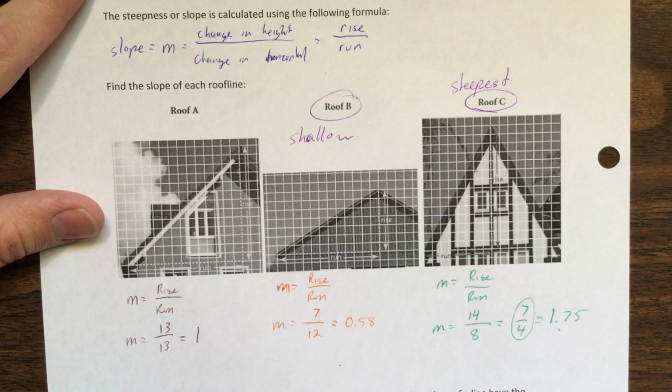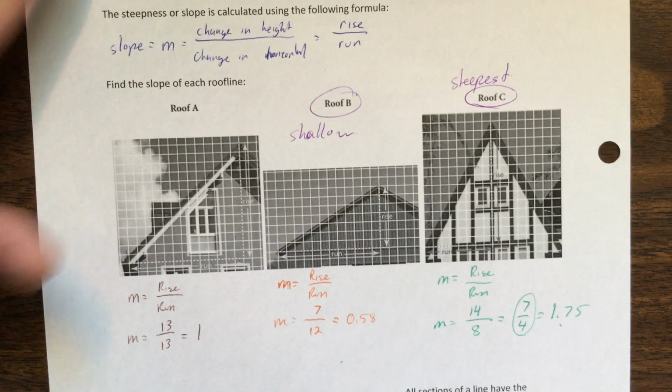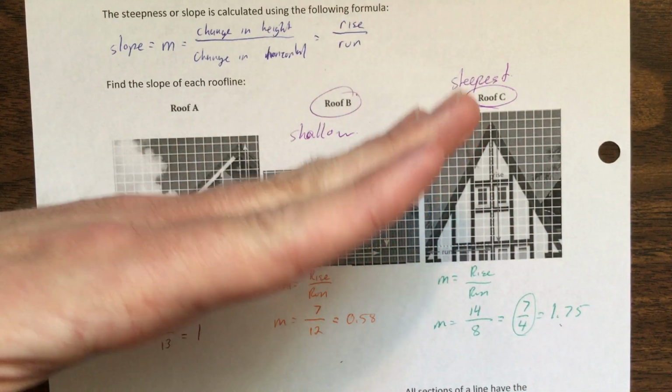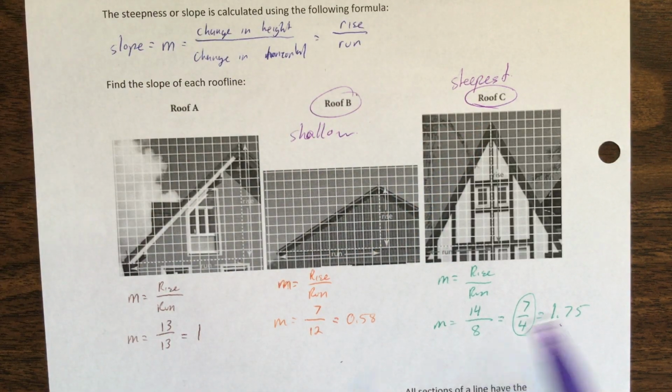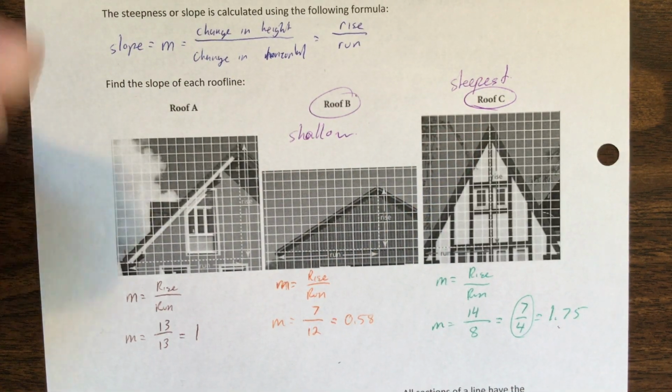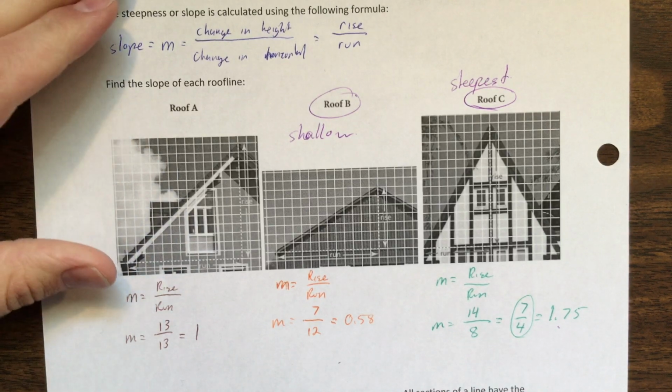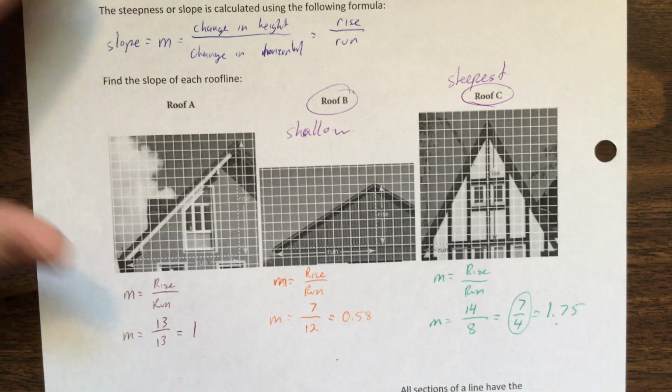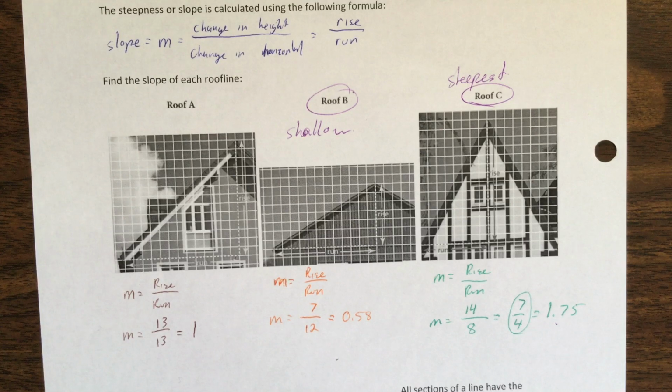You can see that by looking. That's what represents our really steep or really shallow slopes. It's all about the number. The higher the number, the more steep the slope. The lower the number, the more shallow the slope. And that's going to be represented based on our fraction as well of rise over run.